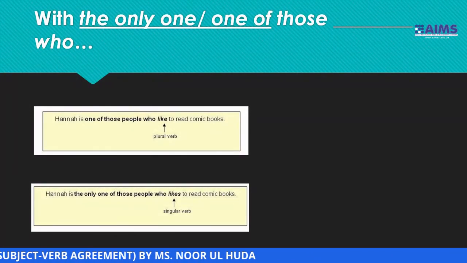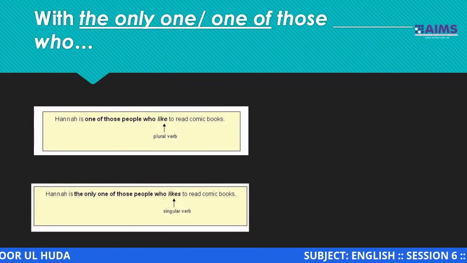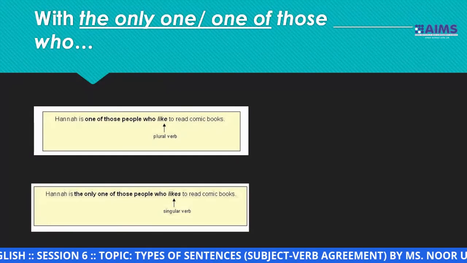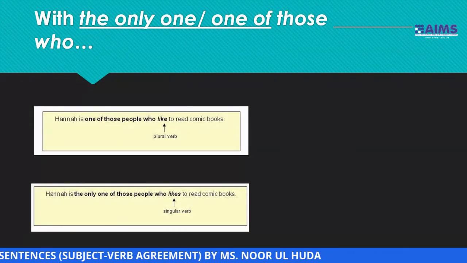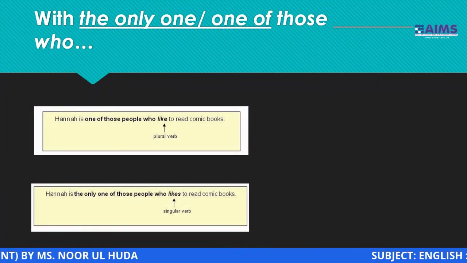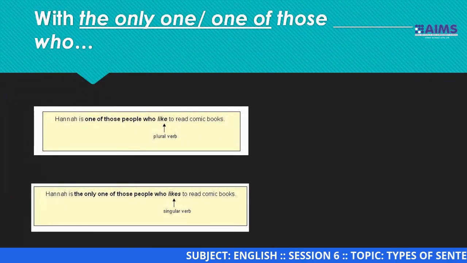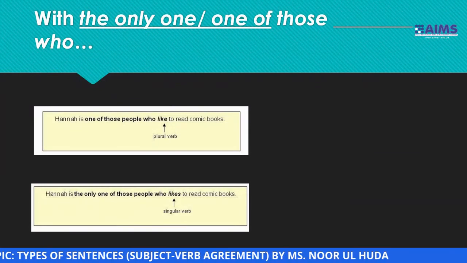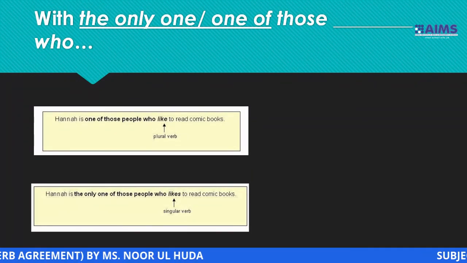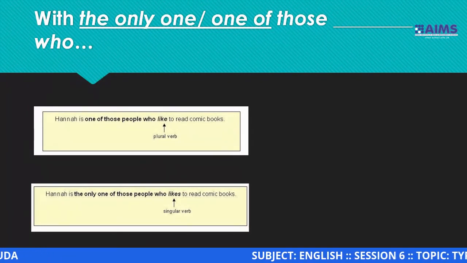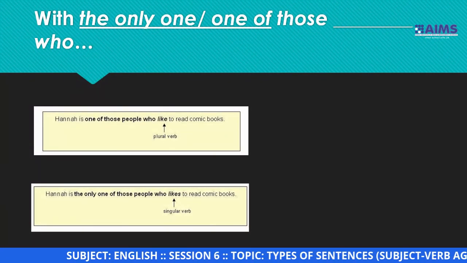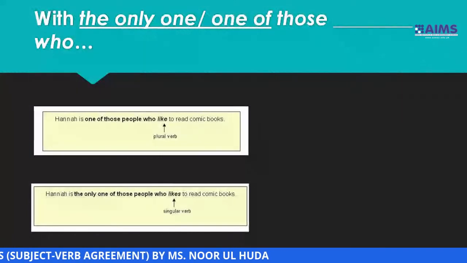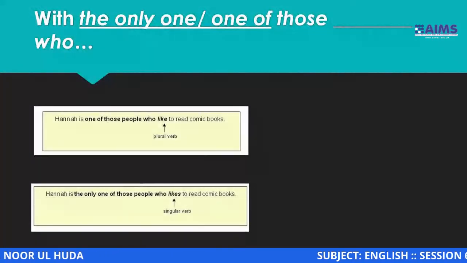Now with "one" or "one of those": Hannah is one of those who like to read comic books. Now the phrase "one of those" means there are still other people who like to read comic books. Hannah is one of them. When we talk about only Hannah, then it would be termed a singular subject. But Hannah is one of those means one among those people. She is one of them who like to read, so the verb should be written in plural.